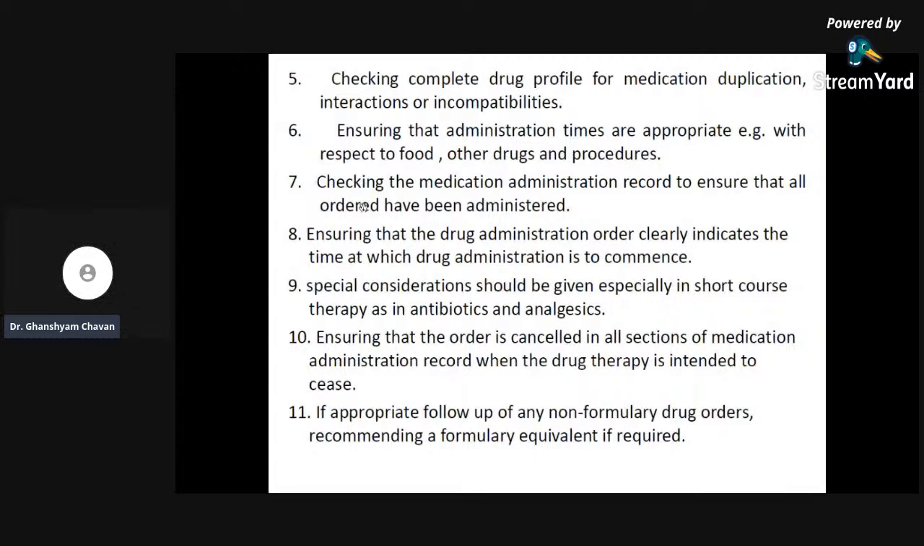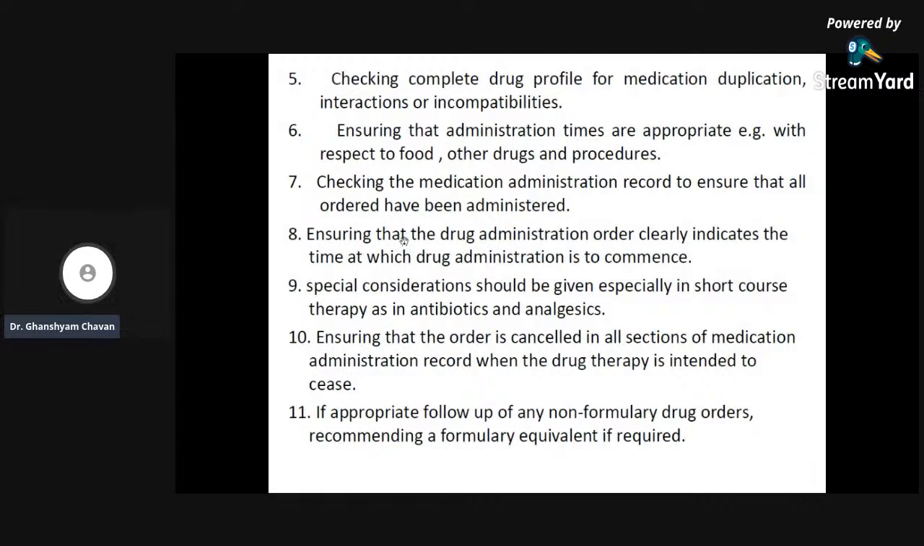Checking the medication administration record to ensure that all orders have been administered. So we should check the medication administration record to ensure whether all the orders have been administered or not. If they are not administered, if some drugs are spare there, we should not place the order again. If all drugs have been administered, and the drug which is required is not available, then and only then should we go for placing the order.